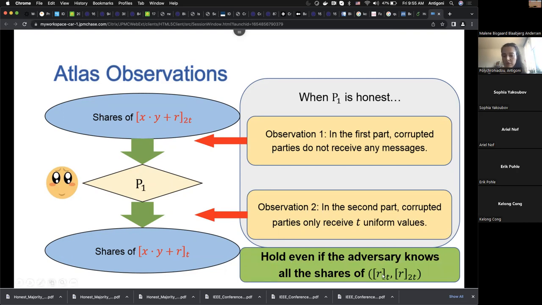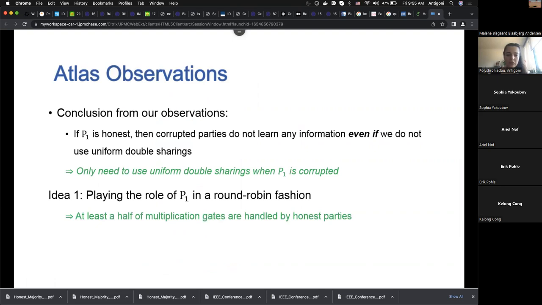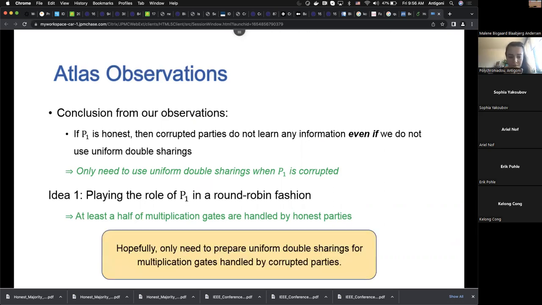Okay, so as I was saying, even if the adversary knows the shares, and even when we operate on the shared values, the parties cannot really break the security. Okay, so that was if P1 was honest, but P1 cannot always be honest, right? In that case, that can happen basically half of the times, right? So if we do a round robin fashion to send the shares to the single parties for the reconstruction, then half of the multiplication gates will be handled by honest parties, okay? So half of the time P1 can be corrupted, okay?